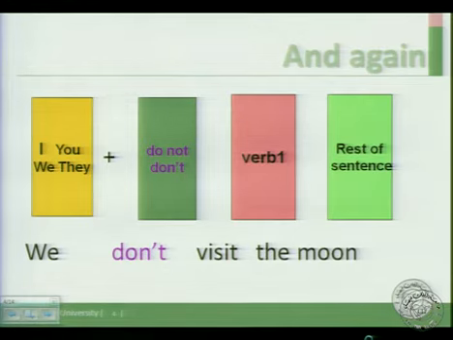But in writing, it's better to use do not because it looks more formal. Using don't, the contracted form, as it is called, is not good for writing. We use it more in speaking. Then we have verb 1, which is the infinitive form, and then the rest of the sentence. So for example, with the sentence we visit the moon, we just add don't: we don't visit the moon.